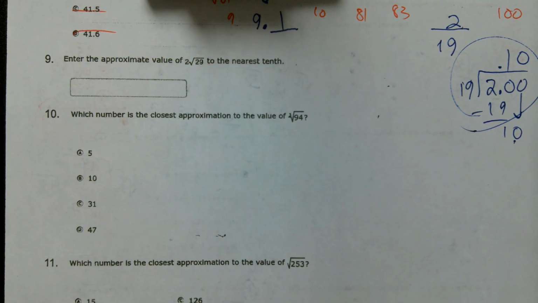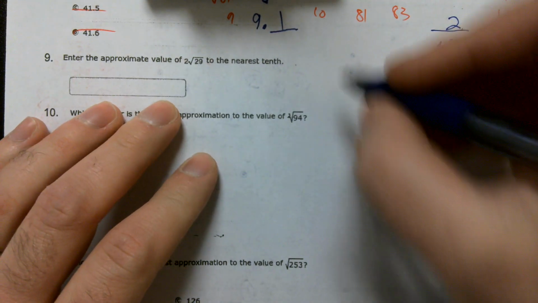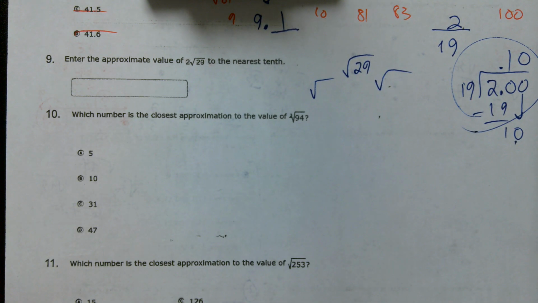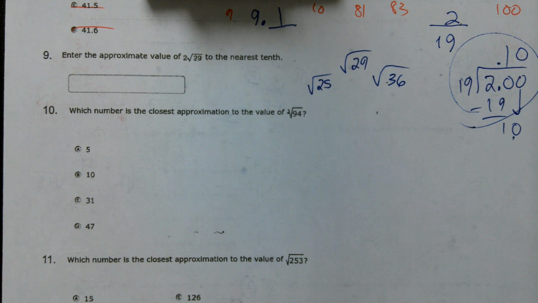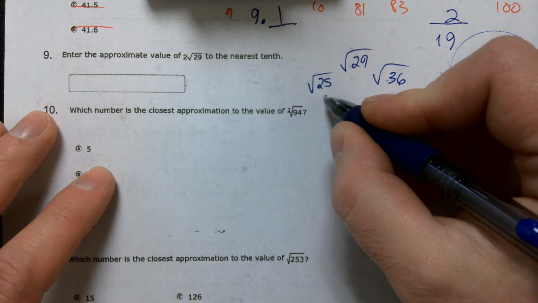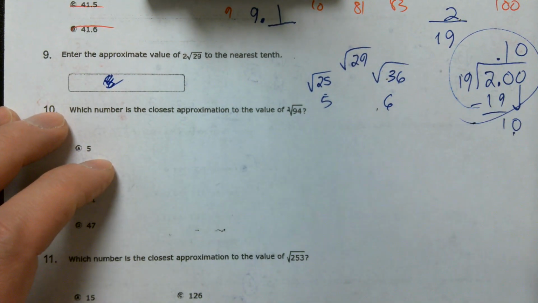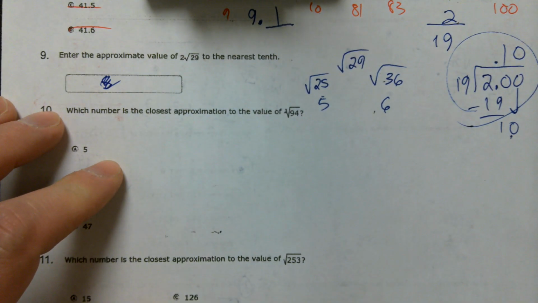Okay, same thing here with number 9. I've got to approximate 2 times the square root of 29 to the nearest tenth. So I need 1 decimal place. Well, let's take a look at the square root of 29. What are the 2 perfect squares closest to 29? 1, 4, 9, 16, 25, 36, 49, 64. 25, good. And 36. So the square root of 29 is going to be in between 5 and 6, right? Where in between? I need a decimal, so where is it going to be in between?